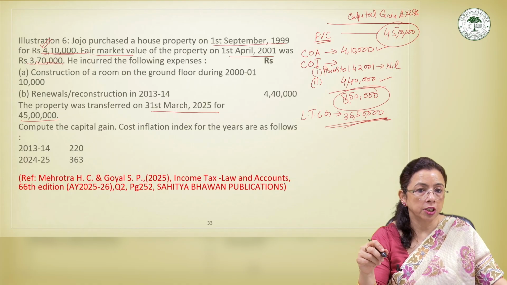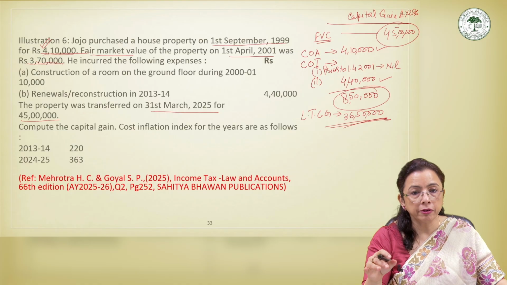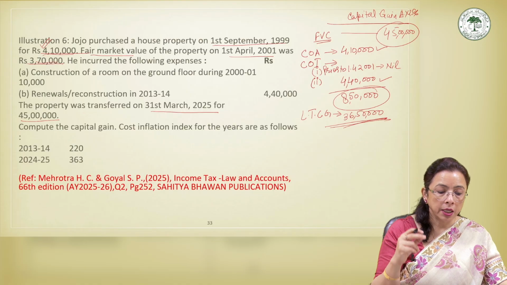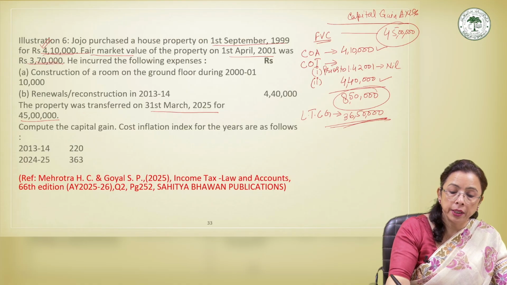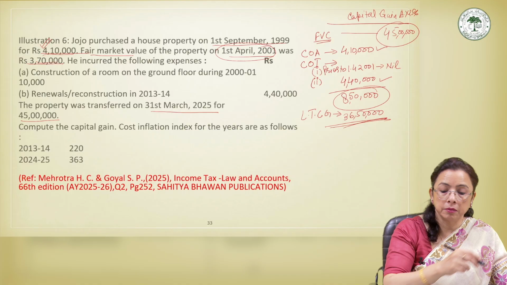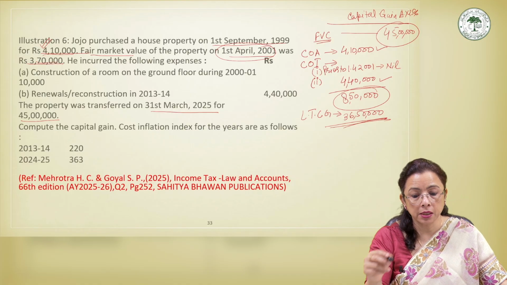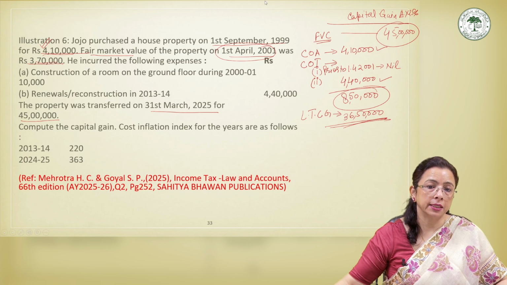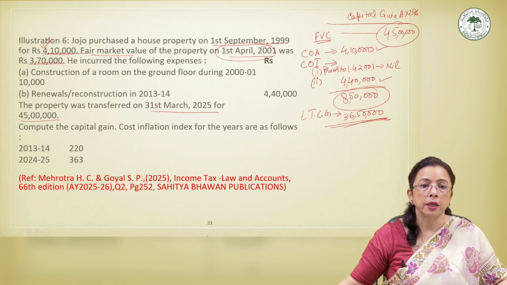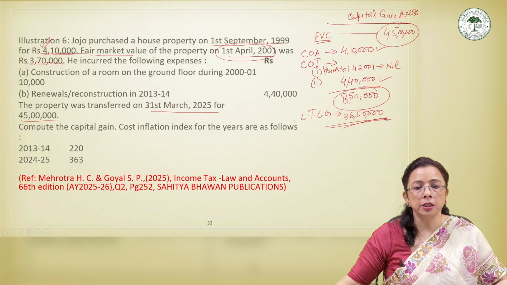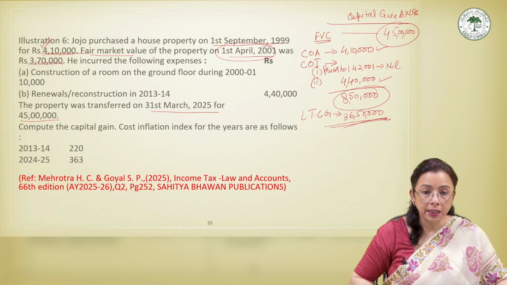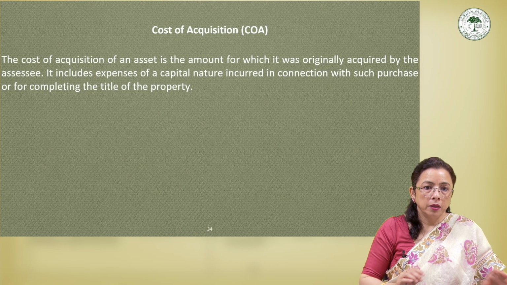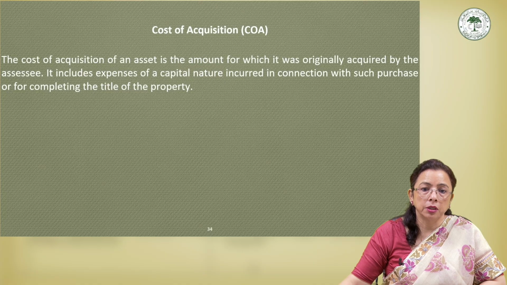This was a simple equation, but please remember the important thing in this illustration was the dates that are to be remembered, whether it is acquisition or improvement. We have to keep that in mind and decide accordingly. Now, this was about the equation. Let us move down to the next slide, that is cost of acquisition. What is cost of acquisition?